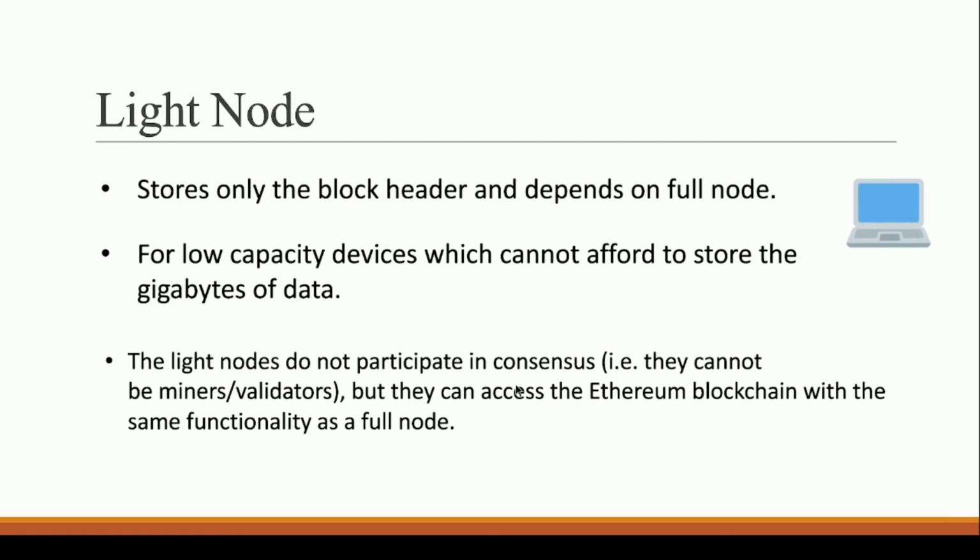The light node does not participate in the consensus, meaning it does not participate in proof of work, because Ethereum now does not work on proof of work. It has shifted from proof of work to proof of stake. So you cannot participate in the decision making part, whether a block is a malicious block or not, whether a block is a correct block or not. You cannot mine a block, you cannot create a block. You can only access the Ethereum blocks, like you can see what is happening on the Ethereum blockchain. This is the only role you will have if you become a light node.